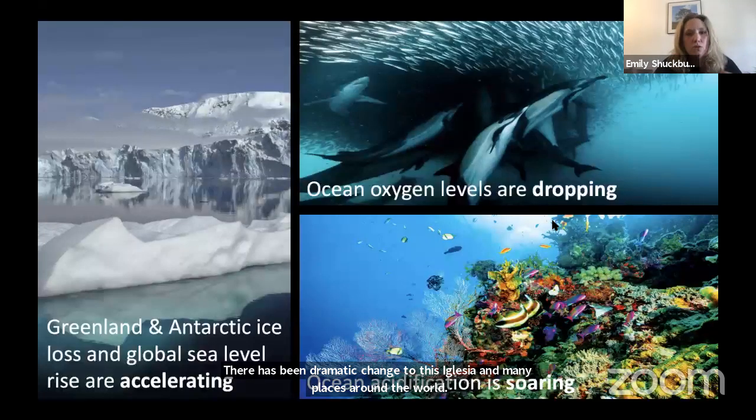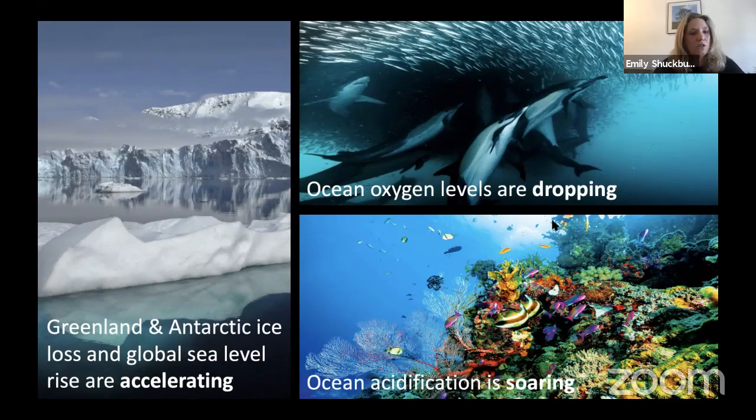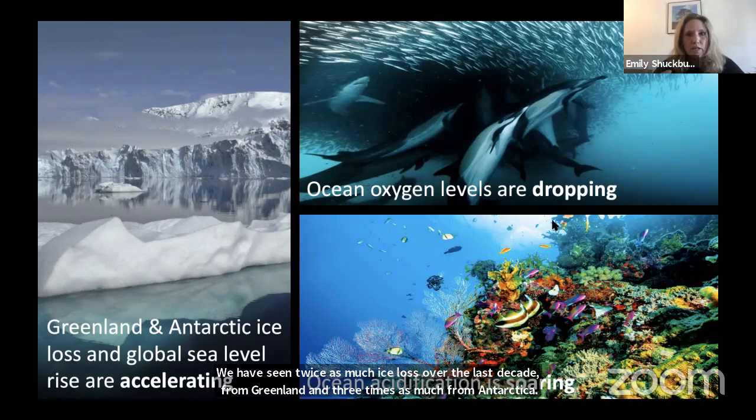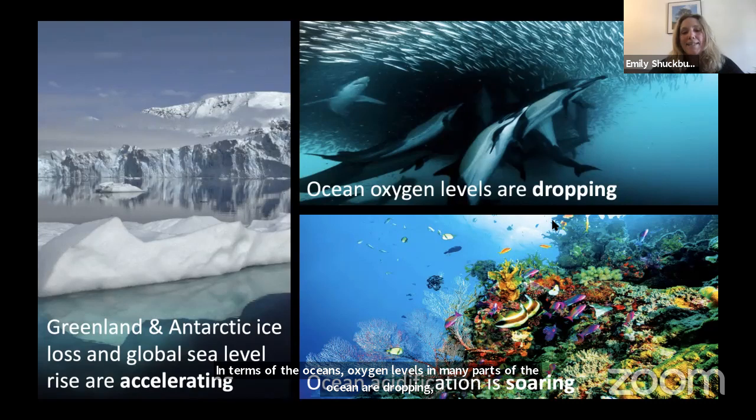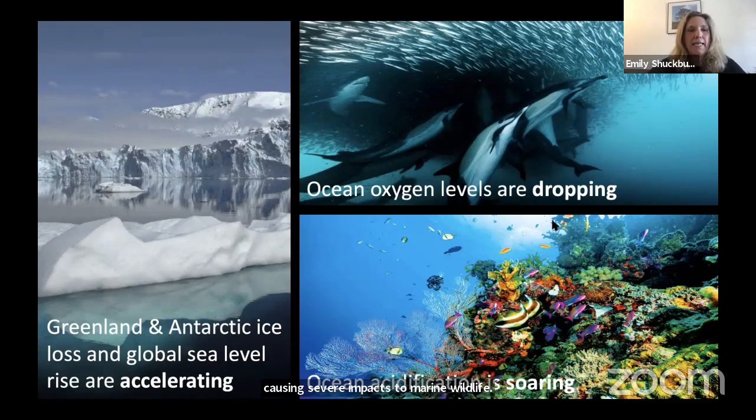And I really want to emphasize that it's not just the warming. We're also seeing many other knock-on impacts of climate change. Ice loss from Greenland and Antarctica is accelerating. We've seen twice as much ice loss over the last decade compared to the previous one from Greenland, and three times as much from Antarctica. And as I've already described, that's having an impact on sea level rise. In terms of the oceans, oxygen levels in many parts of the ocean are dropping, causing severe impacts to the marine wildlife. And a really critical aspect for the oceans, also associated with raised levels of carbon dioxide, is that we're seeing the oceans increasingly become more acidic, and that has a very damaging effect on marine life.